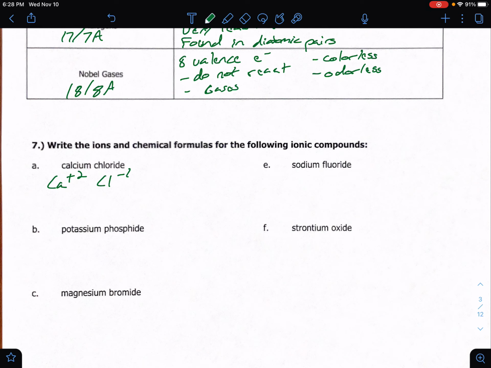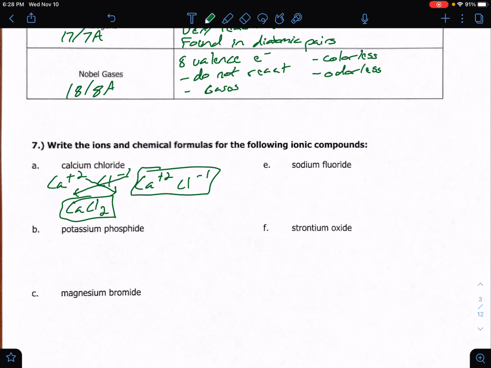Or you can try the criss-cross method, where you take the 1 to the calcium, and you take the 2 to the chlorine. So I need 1 calcium, so you just write Ca, that means 1. And I'm going to need 2 chlorine, so you write Cl with a 2 on the bottom. That would be your answer right here: CaCl2. Your cation would be Ca +2, and chlorine would be a -1.